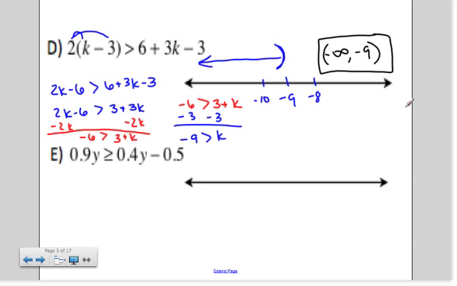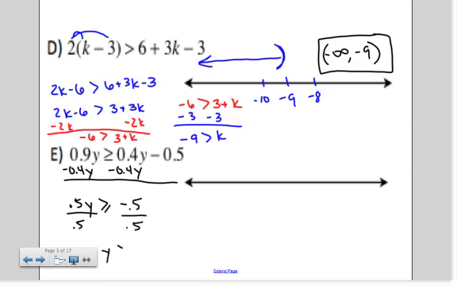Okay, and this last one has lots of decimals, so I'm not going to let that scare me. I'm going to keep moving on. Subtract 0.04y from both sides. So I have 0.5y is greater than or equal to negative 0.5. Well, I'm going to divide both sides by 0.5 to get y by itself. So y is greater than or equal to, because I didn't divide by a negative, I don't have to flip it. Negative 0.5 divided by 0.5 is negative 1.